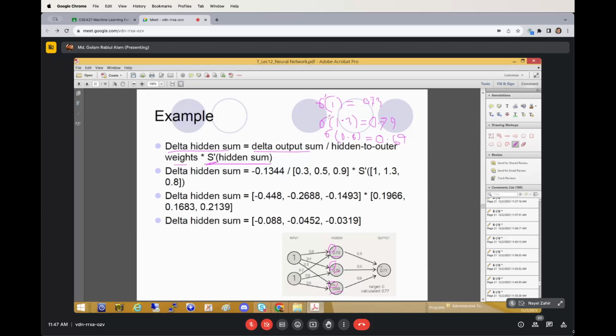Hello sir, are we updating the hidden sums also, or are we just trying to update the weights from input to hidden? Actually, we need to update the weights of input to hidden layer. But in doing that, are we updating the hidden sums also? Yes, to update this one we need that. That's why we are calculating the rate of change of hidden sum.